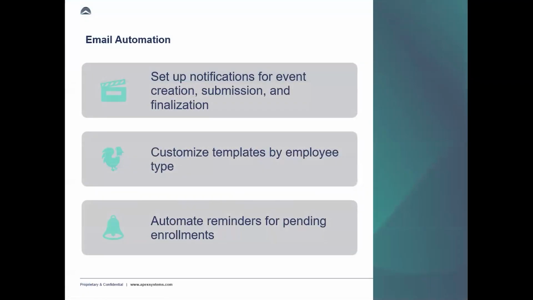Your email automation. Set up notifications for your event creation, submission, and finalization. Customize templates by employee type. So if you've got different groups of people, make sure that your templates are customized by those employee types so that the information that they receive through email is related to their experience or their enrollment. Automate reminders for pending enrollments. We don't want people missing out on the enrollment period.